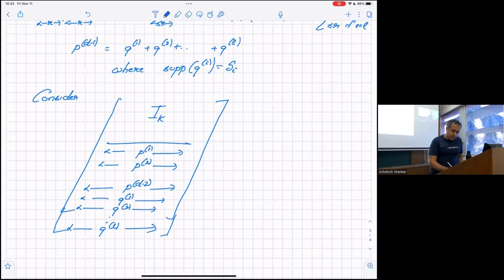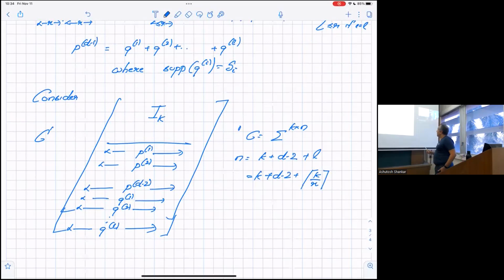So firstly, notice this is the new generator matrix G prime. G prime is K cross N, where what is this N? This N is K plus D minus 2 plus L. And that's exactly K plus D minus 2 plus, what was it? But I want to claim this is actually R locally recoverable.